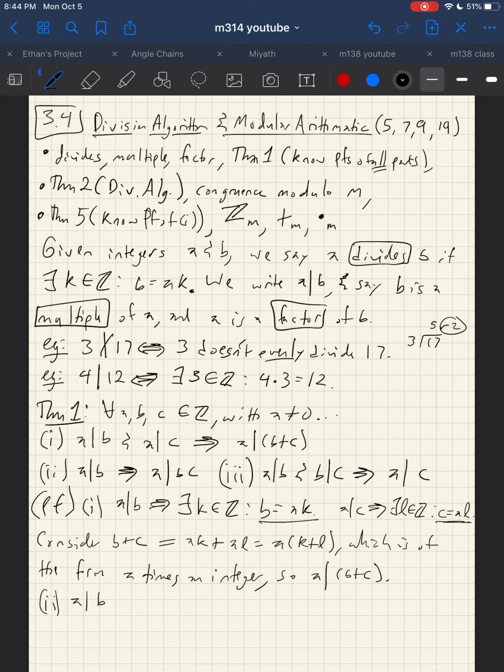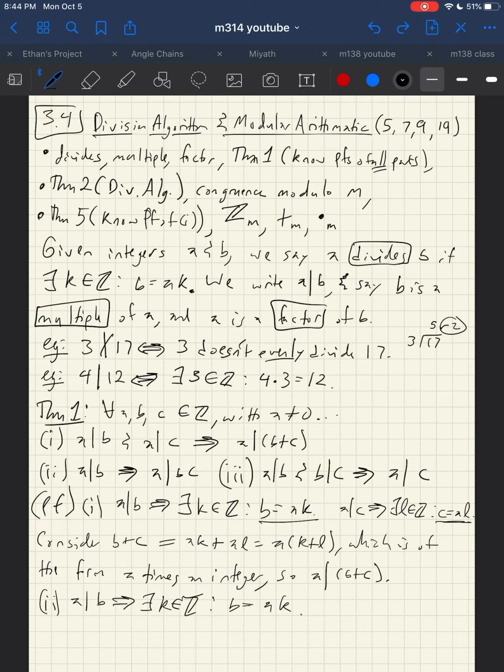Part 2 is a divides b, we know that, and that means there exists an integer k in Z such that b equals ak. It's the same as before. So now what do we need to do? Well, we're all out of hypotheses for part 2. We now need to go after the conclusion.